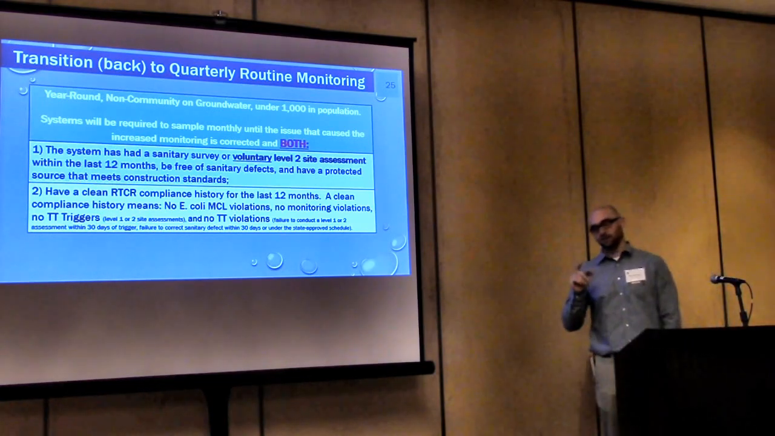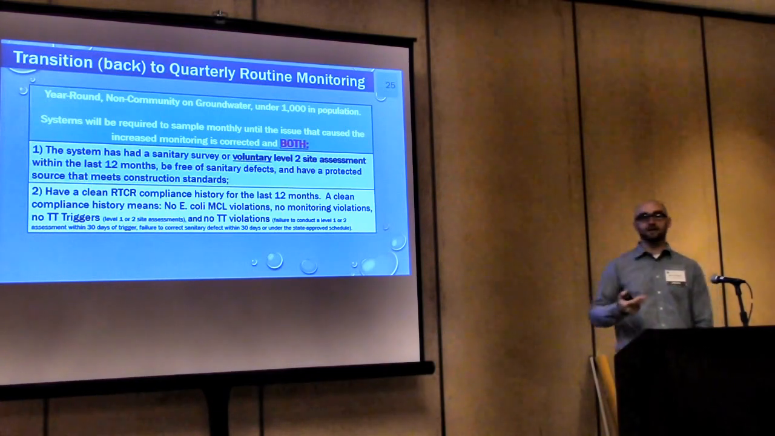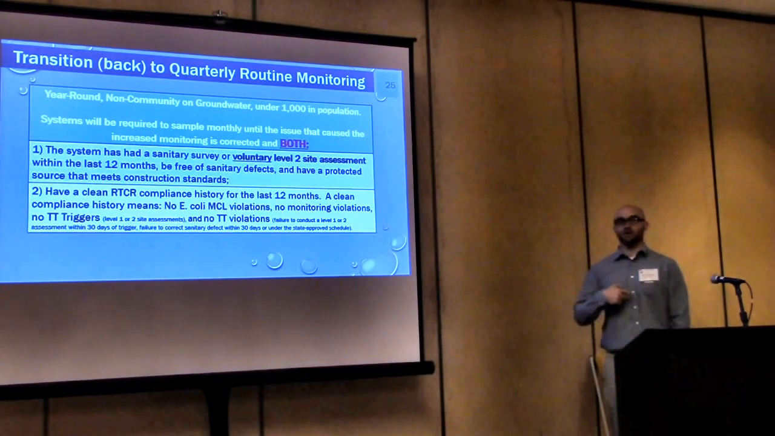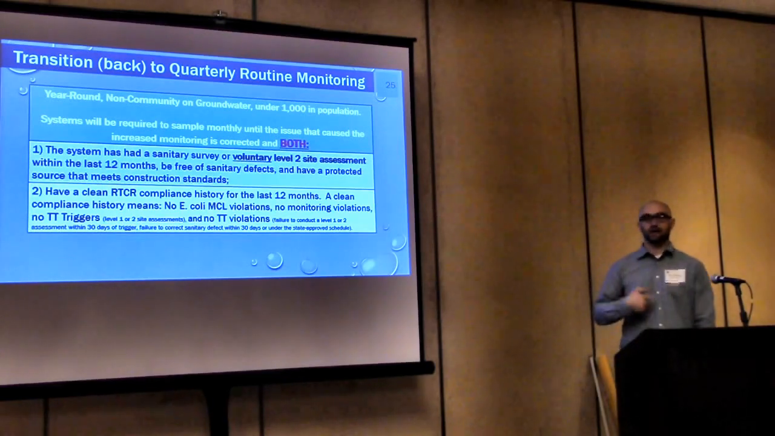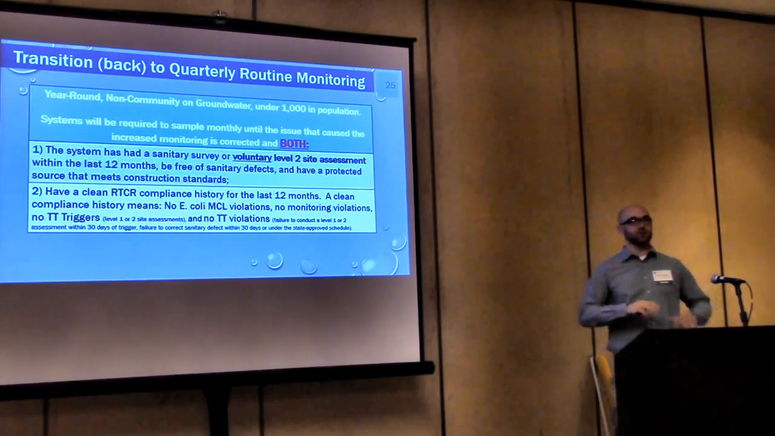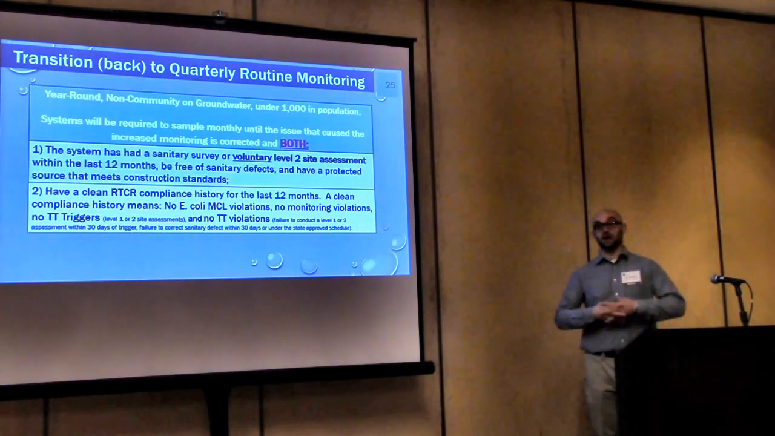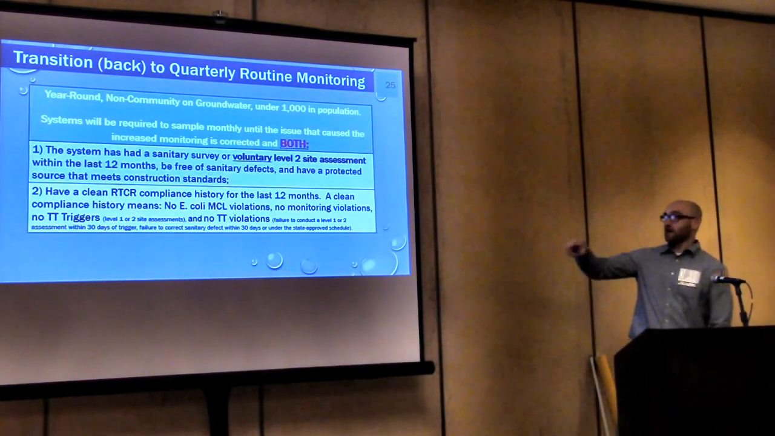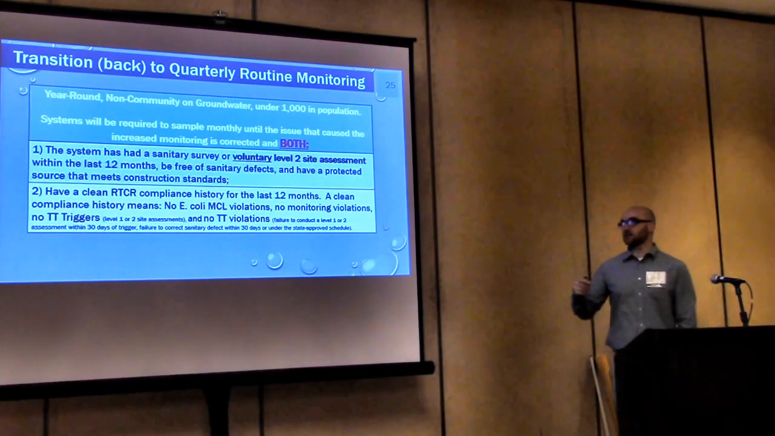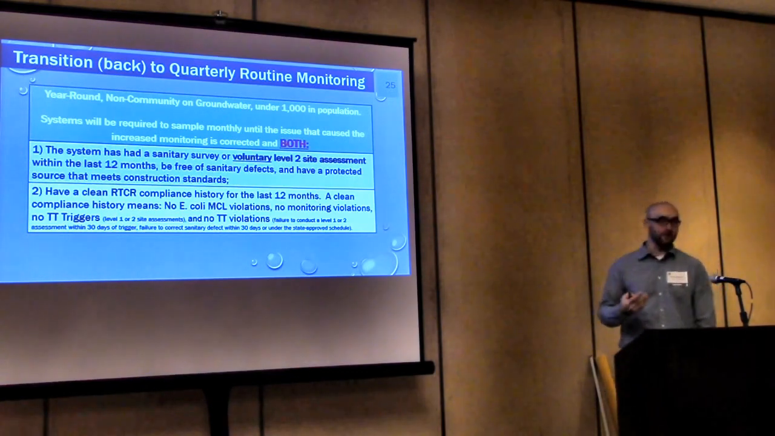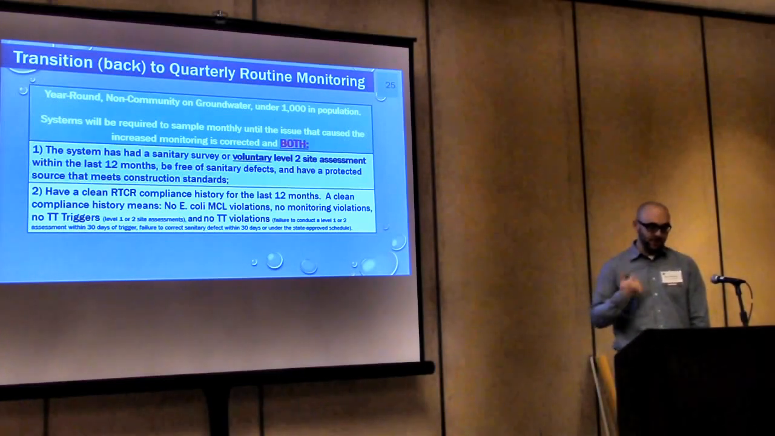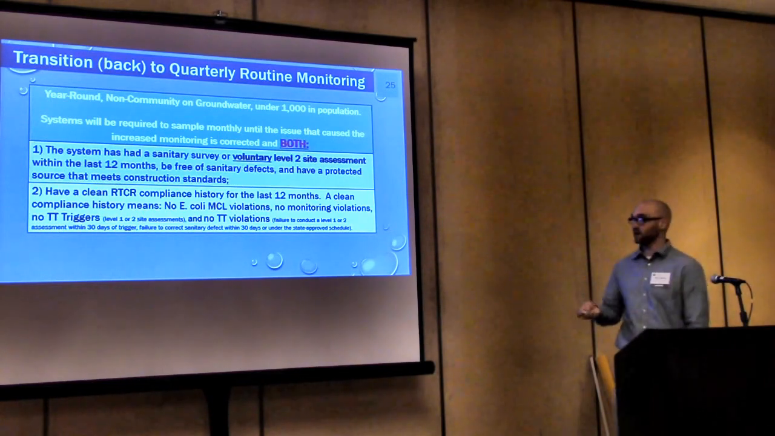So the protected source means an up-to-date source protection plan update, a permitted source, you're not using an emergency source or something kind of sketchy, and you don't have any source-related defects or deficiencies. So you're not using a well without a cap, stuff like that. And then also, you need to have a clean RTCR compliance history for the last 12 months, so that's the 12-month piece. A clean compliance history means no E. coli MCL violations, no monitoring violations, no TT triggers, and no TT violations.